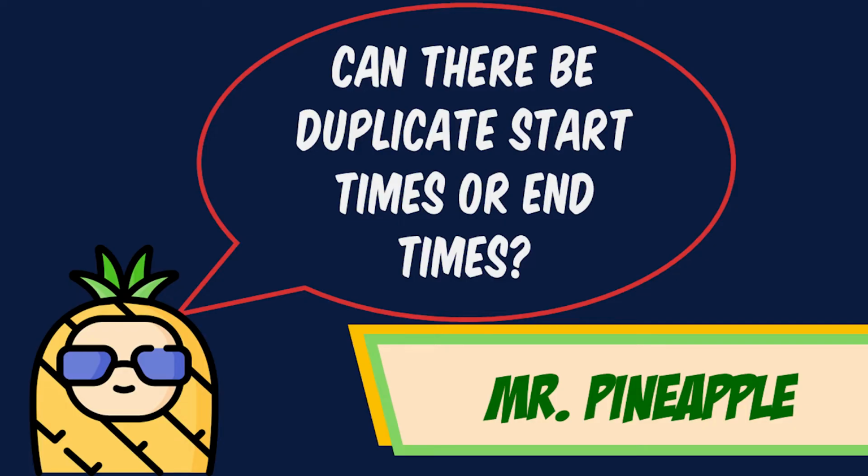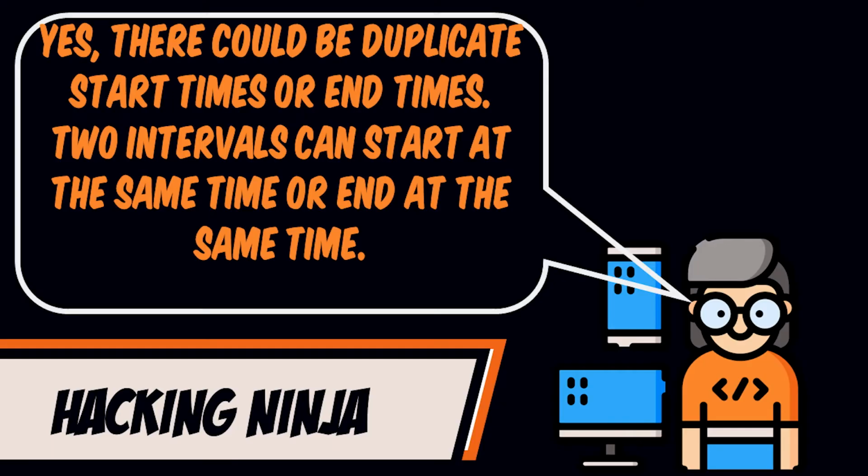Can there be duplicate start times or end times? Yes, there can be duplicate start times and end times, which means there could be two time slots starting at 1 and one of them ending at 2 and the other one ending at 3.